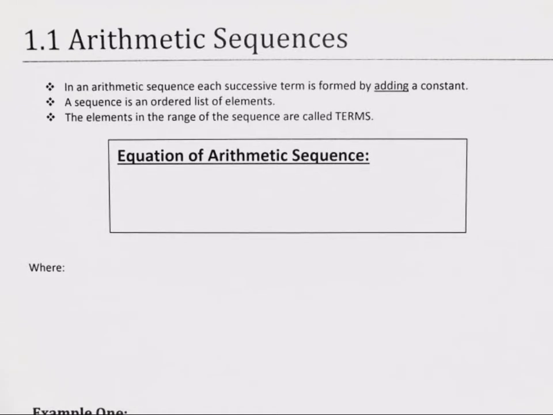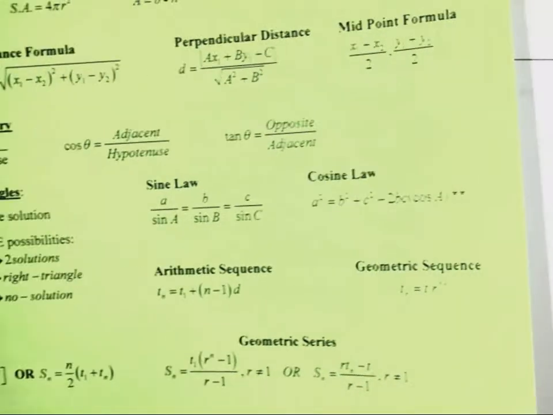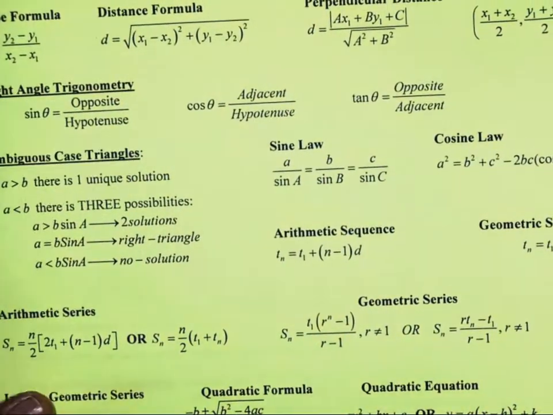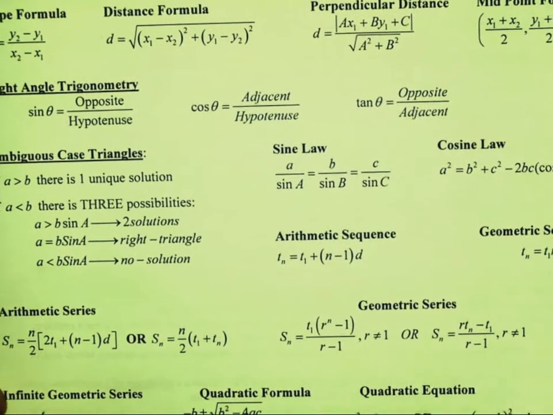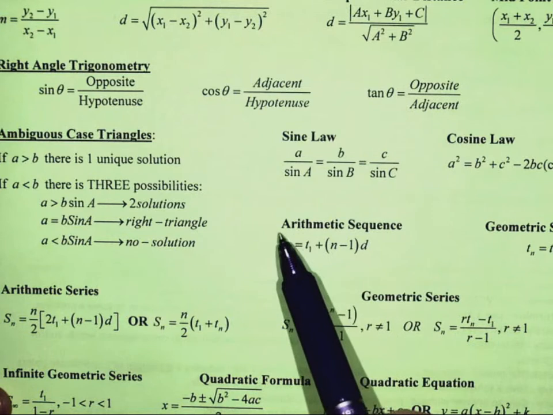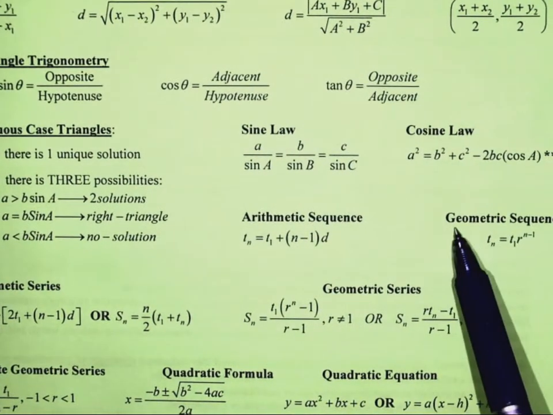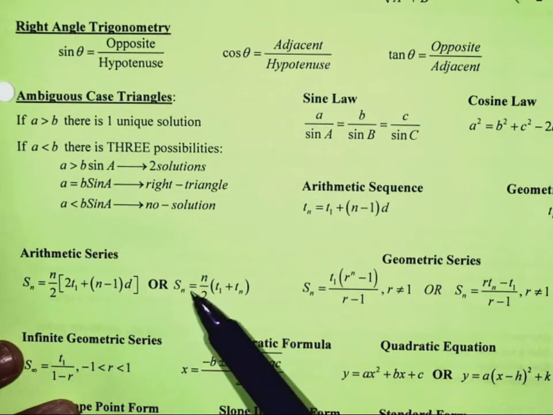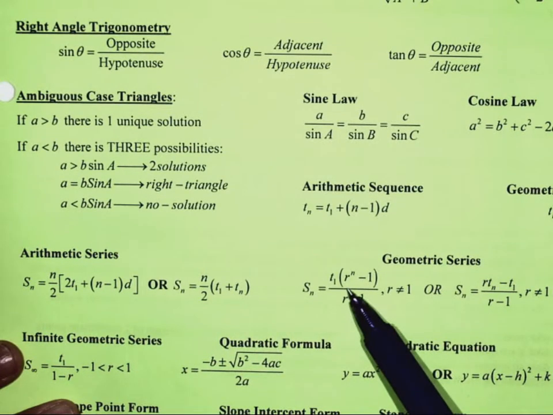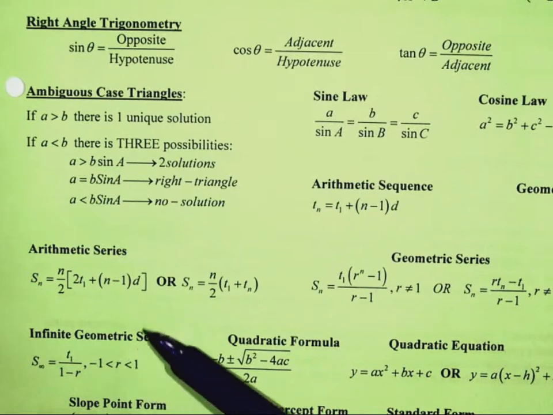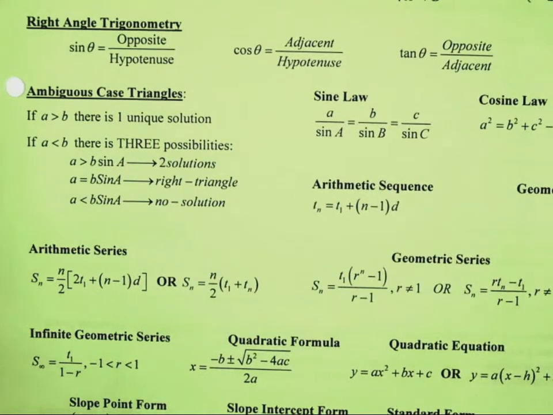So we're going to talk about arithmetic sequence. All right, so remember the brightly colored sheet that I gave you, I believe it was green. It looks really yellow here, but I promise it's green. If you go partway down, you're going to see arithmetic sequence, geometric sequence, arithmetic series, geometric series, and the last one is the infinite series over here. Okay, so these break up into 5 lessons.